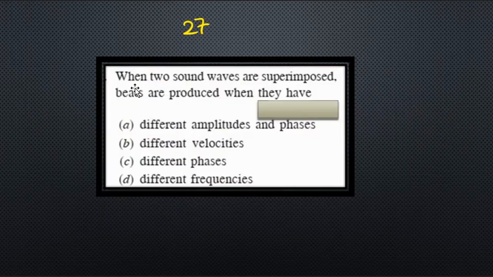Moving into question number 27. When two sound waves are superimposed, beats are produced when they have different amplitudes, different velocities, different phase, or different frequencies, of course.